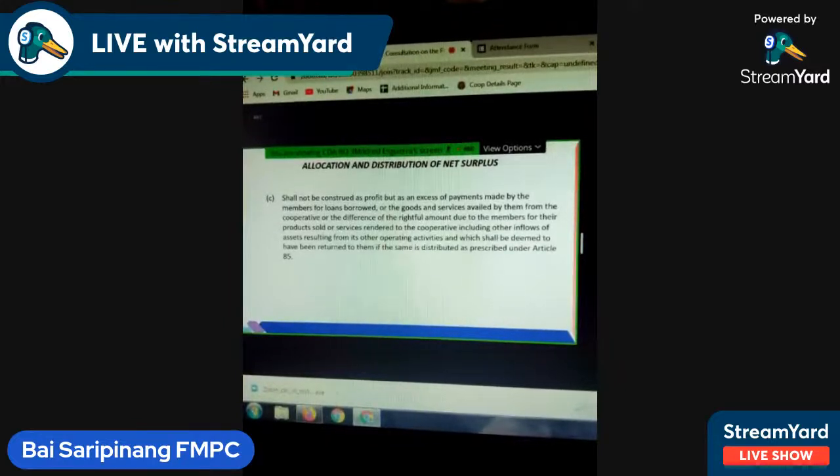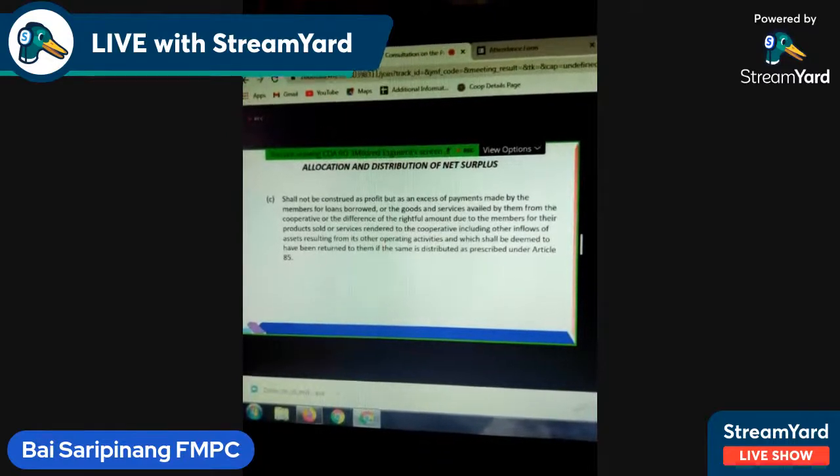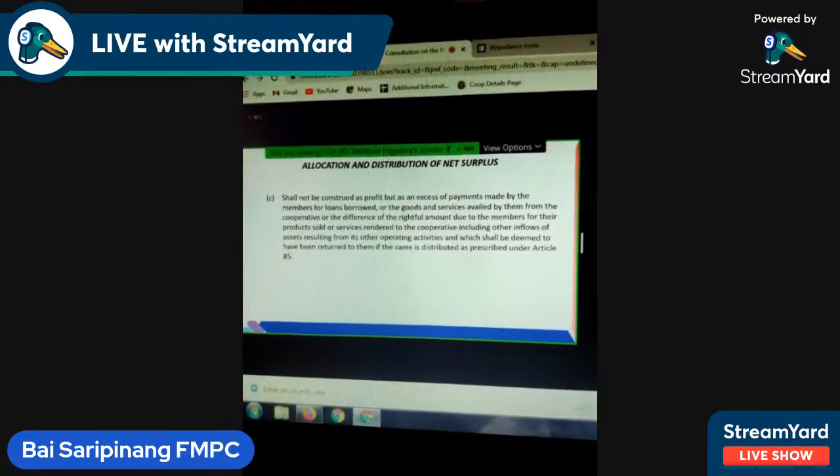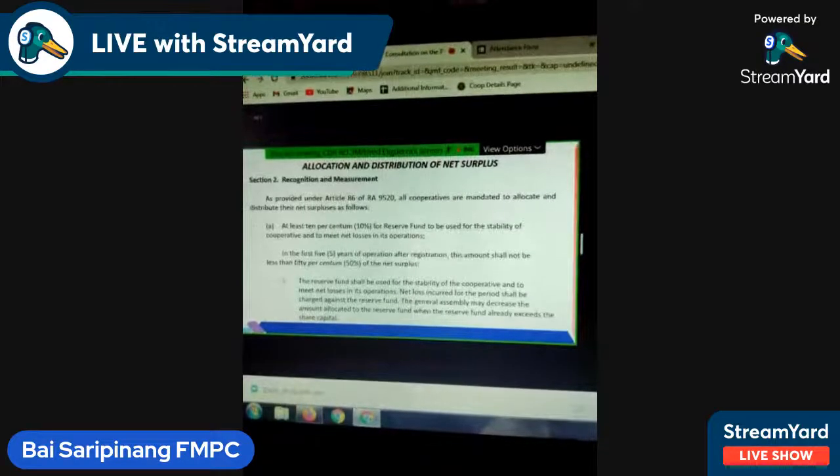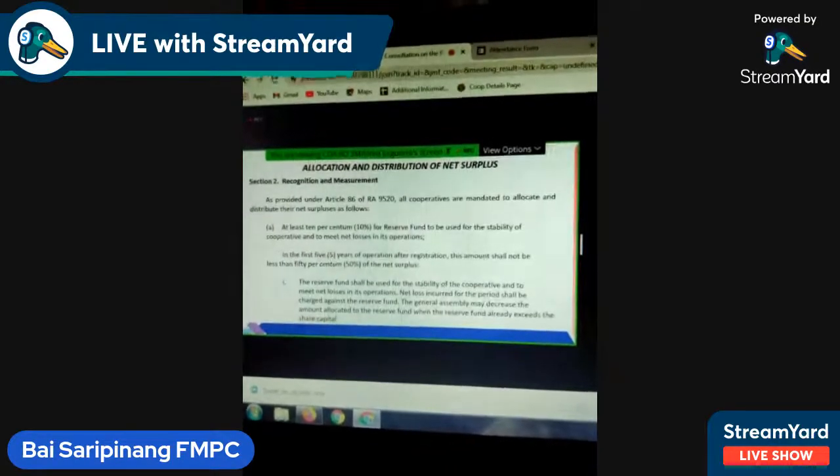Again, ang concepts pa rin po ng ating net surplus, it shall not be construed as profit but as an excess of payments made by the members for loans borrowed, or the goods and services availed by them from the cooperative, or the difference of a rightful amount due to the members for the product sold or services rendered to the co-op, including other inflows of assets. Kaya pareho lang din po ang concept ng ating net surplus.